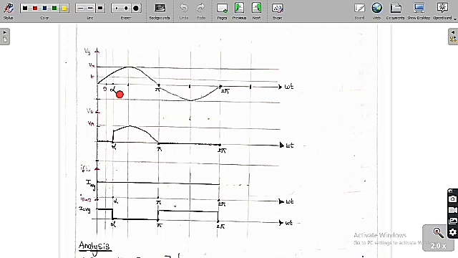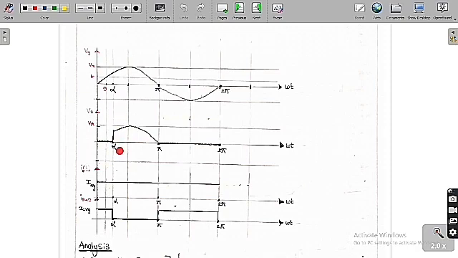So alpha can be only from theta to pi minus theta. Only in this range can we go for the triggering, because only in this range the thyristor voltage is positive. So only in this range can we go for the triggering of the pulse or the thyristor. Therefore the range of alpha is only from theta to pi minus theta.